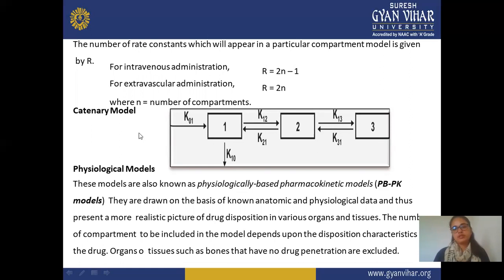In this, you can see the example of the catenary model, or second model, that is the catenary model. In this, there are three compartments. K0 is administration, then the first compartment, then after the first compartment, the drug goes to the second compartment, and then after the second compartment it goes to the third compartment. These processes are also reversible, means from 1 to 2 and 2 to 3 are reversible processes, and this is a rate constant.